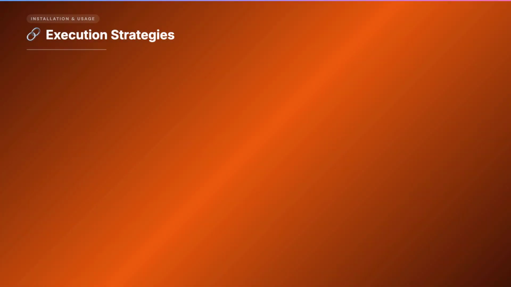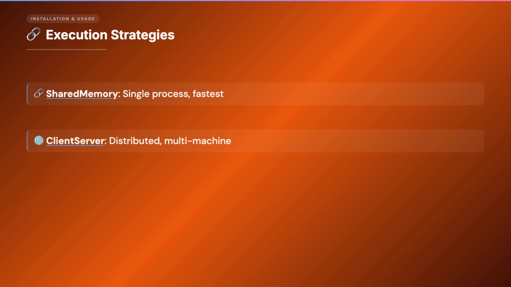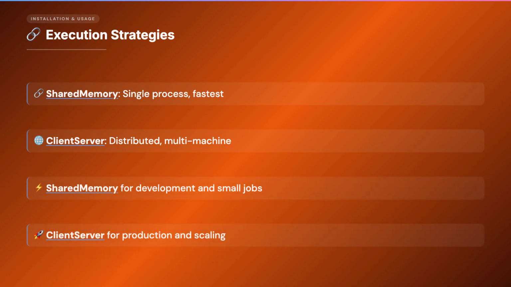Agent Lightning offers 2 execution strategies. Shared memory runs everything in a single process with shared memory, which is the fastest option for development and small training jobs. Client-server enables distributed execution across multiple machines using the Store REST API. Use shared memory for development and prototyping, then switch to client-server when you need to scale up for production training.